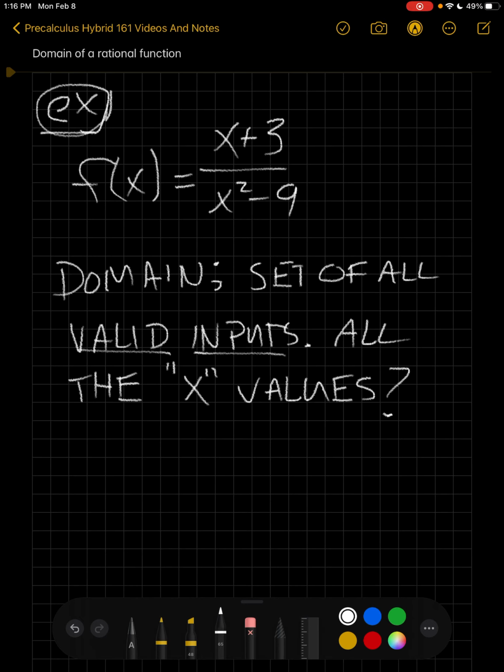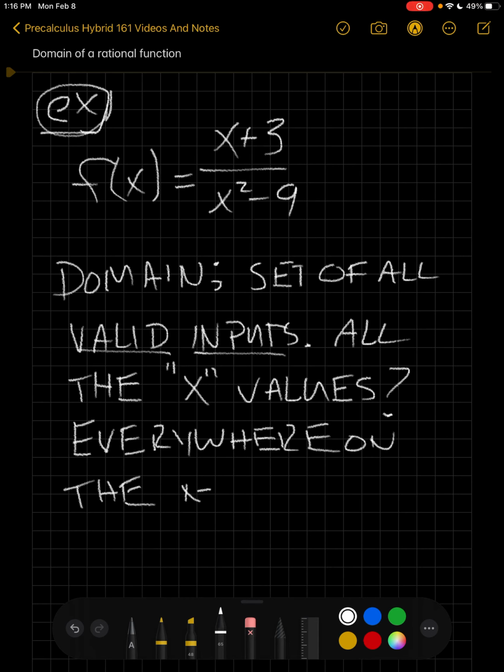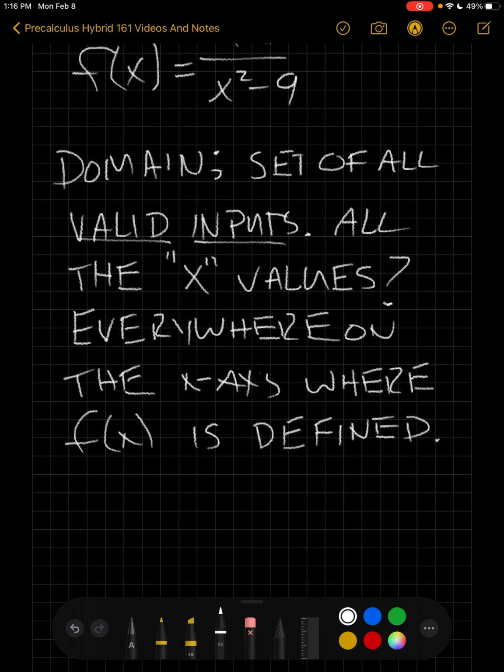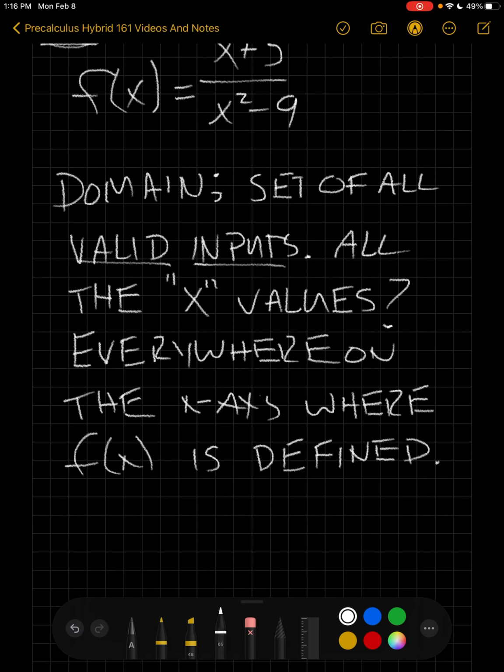So another way you could think of a domain is everywhere on the x-axis where our function f of x is defined. And we have two actual values that are not in our domain here. So when you're trying to find the domain, sometimes it's easier to find what is not in the domain.